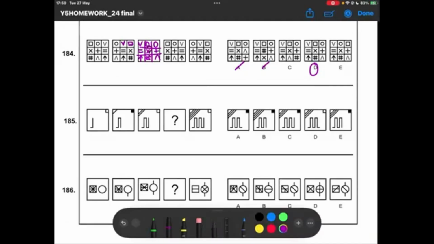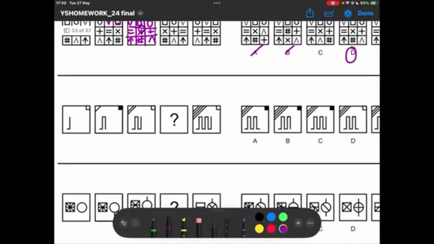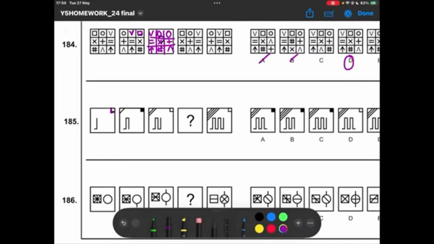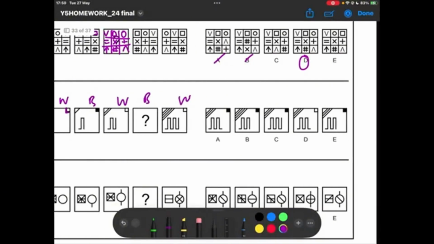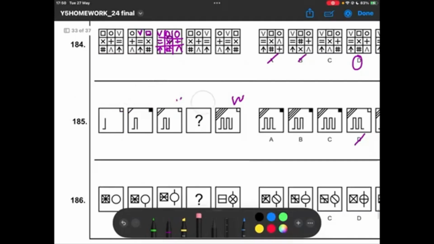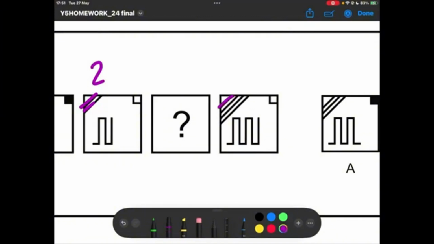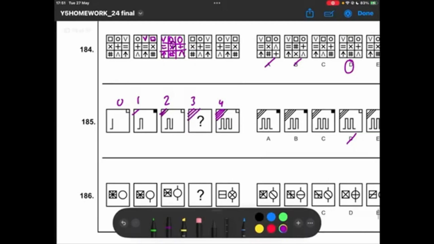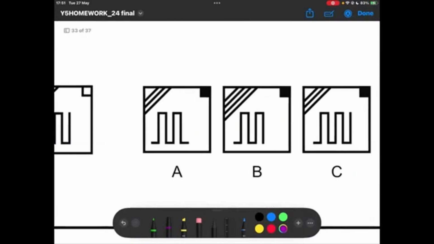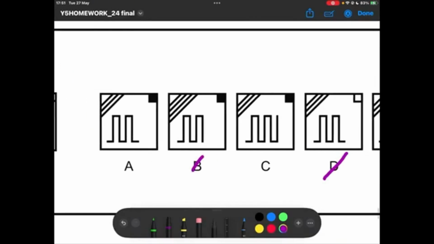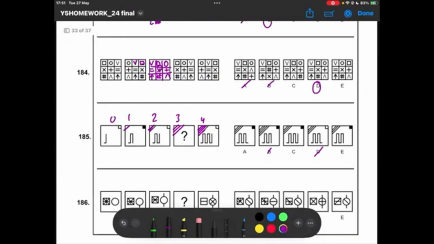Next question. So here, the squares go from being white, black, white, white. So it's going to be black here. So we can rule out D. Now onto the number of lines. Here we've got 1, 1, 2, 1, 2, 0, 1, 2, 3. Sorry, actually I'm going to look closer. 1, 2, 3, 4. So there's 4 here, so there's going to be 3 here. 1, 2, 3. So B has 4. No, the rest are fine.